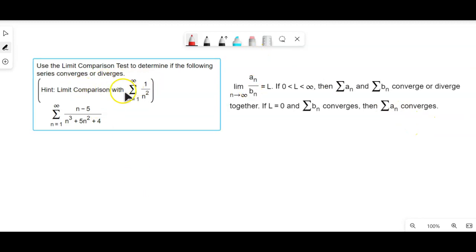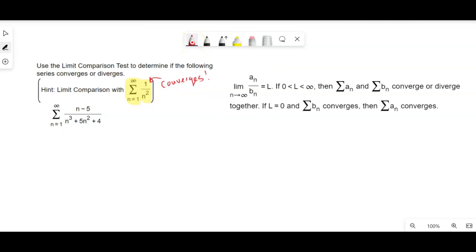All right, now they're telling us to do a limit comparison test here with 1 over n squared. Now 1 over n squared does converge. All right, that's a p-series with the power being greater than 1, so it converges. So I'm going to take this limit, the limit as n goes to infinity, and I always let the one that I know what it is be the one on the bottom. So 1 over n squared is going to be at the bottom. And I'm going to put this one on the top. So n minus 5 divided by n cubed plus 5n squared plus 4. All right, so that's the limit I'm going to take.